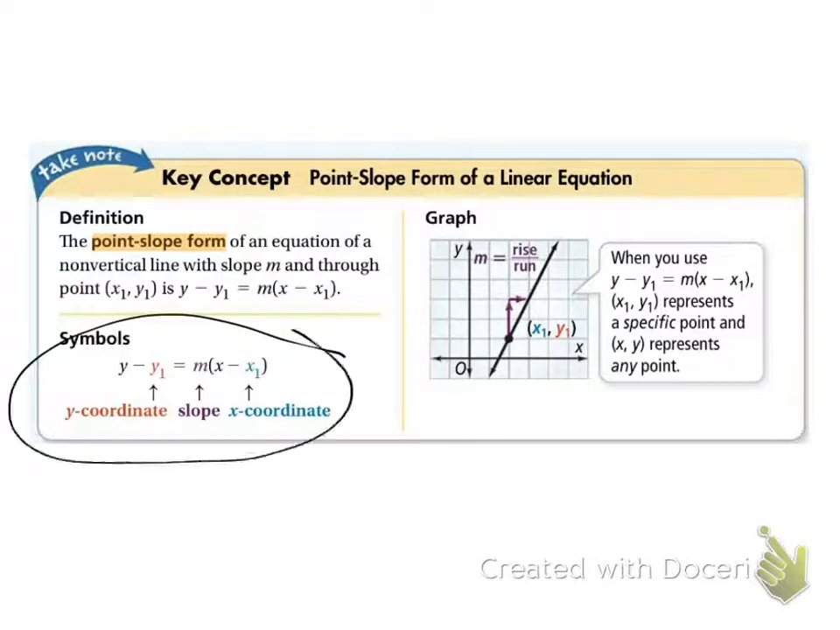So here's our equation here. The stuff you see in black is the stuff that's going to stay there. So you see that y minus, that's going to be in your final equation. The equal sign will be in your final equation. And the parentheses with the x minus will be in your final equation. So you're replacing the y1, the m, and the x1. Everything else will stay.